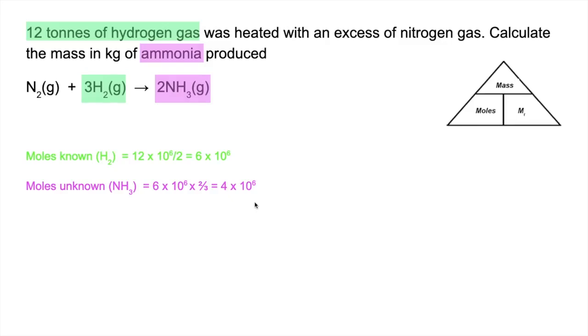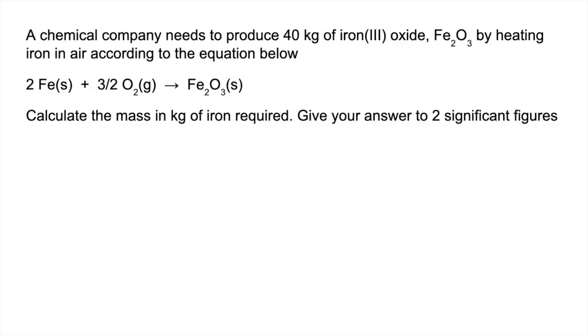So to answer the question, we need to calculate the mass in kilograms of ammonia. So we need to turn these moles into grams first and then convert to kilograms. So mass is moles times MR. So that's 68 times 10 to the 6 grams. And then we just need to divide that by 1,000 to put it into kilograms. So it's 68,000 kilos.